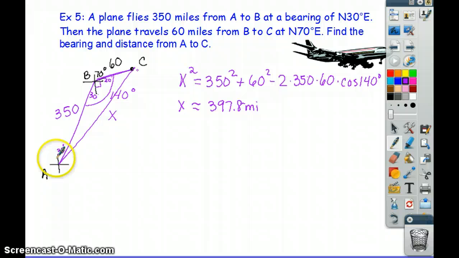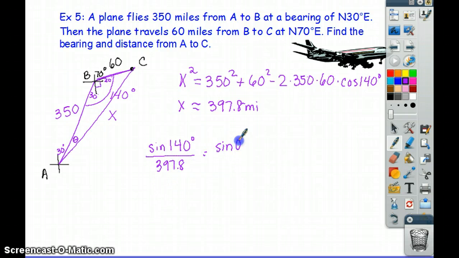Well, to go from A to C, I know I'm still flying northeast, but it's a little bit more than 30. I've got to figure out this little angle in here, let me call it theta, add that to the 30, and that will give me the complete angle that's going east of north. I could use law of cosines, but law of sines seems a little bit easier for me, so I'm going to use law of sines. Sine of 140 over 397.8 equals the sine of theta over 60.